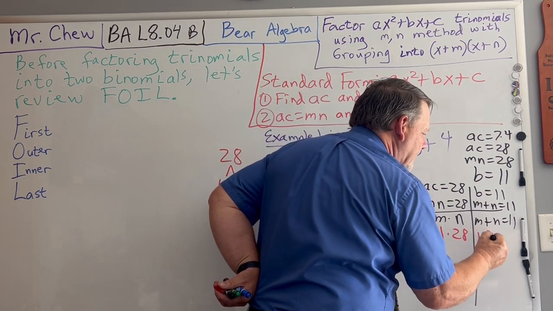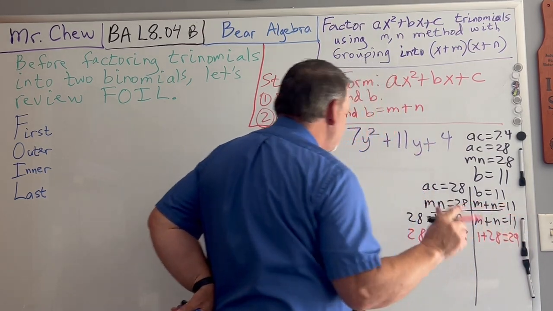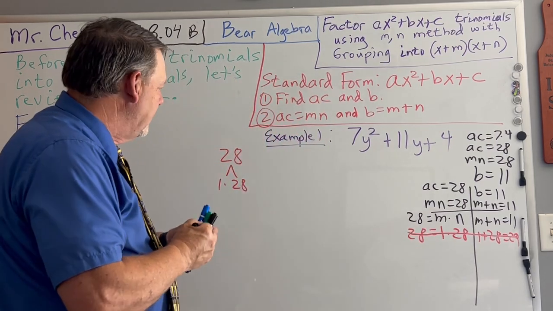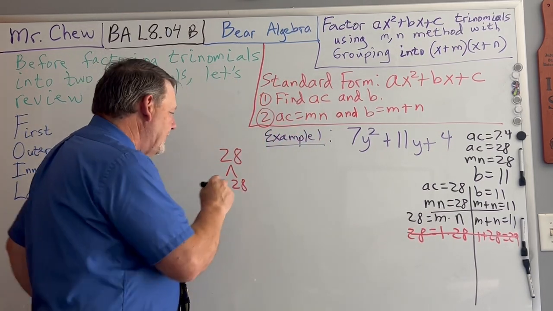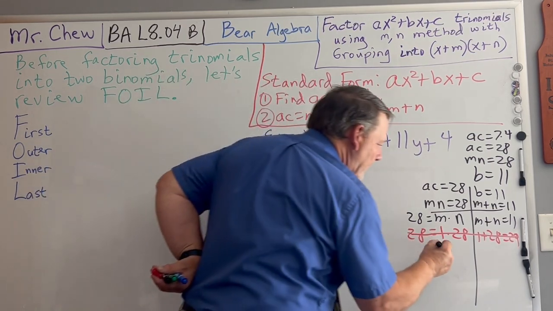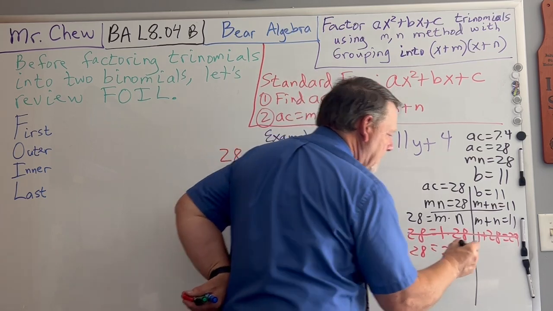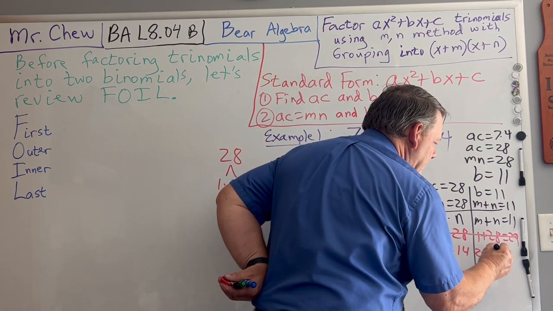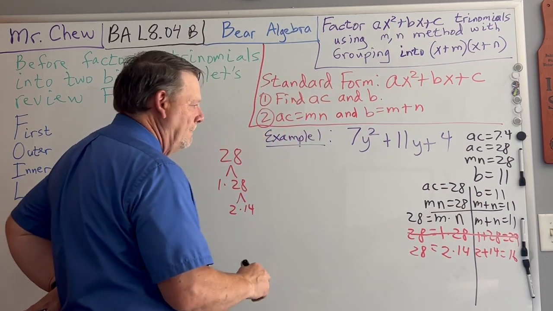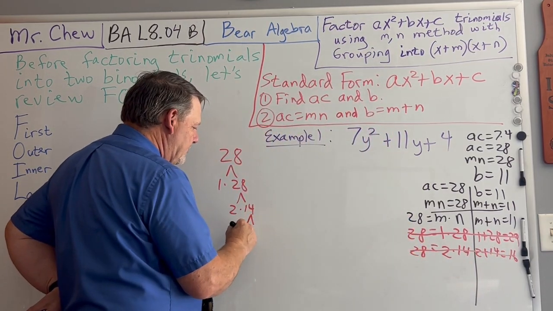And 1 plus 28 is 29. Well, is that 11? No. So I just put a line through it. I can't use that one. It's no good. Now this 28, I can divide it by 2. 2 times 14. Well, that's still 28, so that worked. 2 plus 14 is 16. Is that 11? Nope. So I know it doesn't work. Now this 14 is 2 times 7.